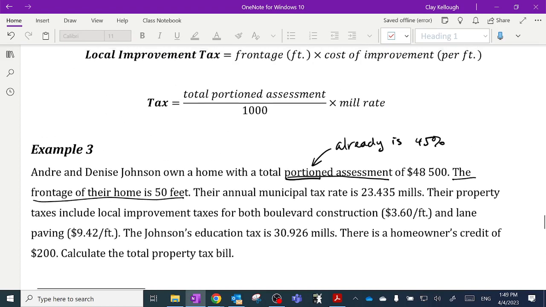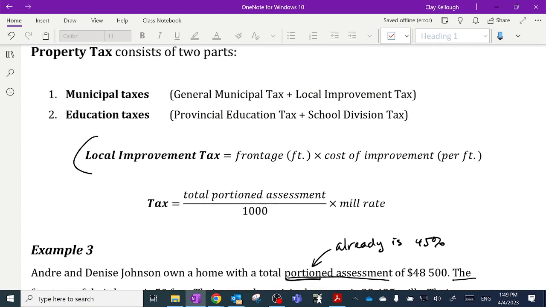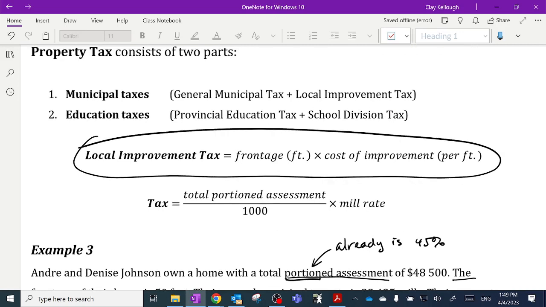Go back just a couple seconds here. Local improvement tax. That's a little bit separate from the municipal tax and the education tax. You see, if I'm going to, say, fix the boulevard in this neighborhood, why should all the neighborhoods have to pay for that? So there's going to be one that's specific to a certain neighborhood, maybe even specific to a few streets.